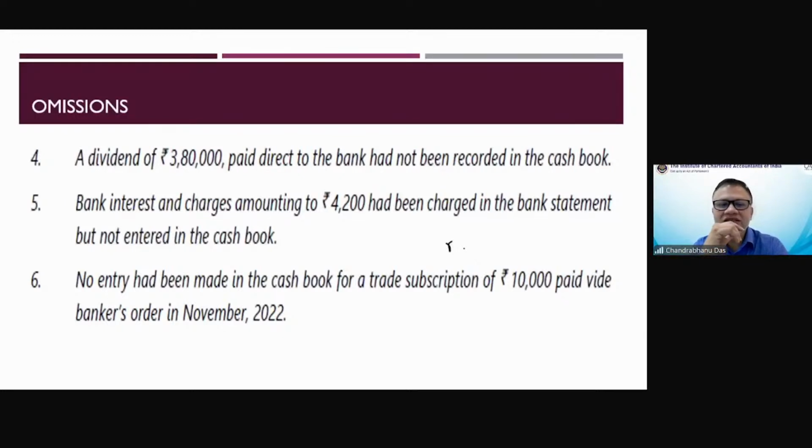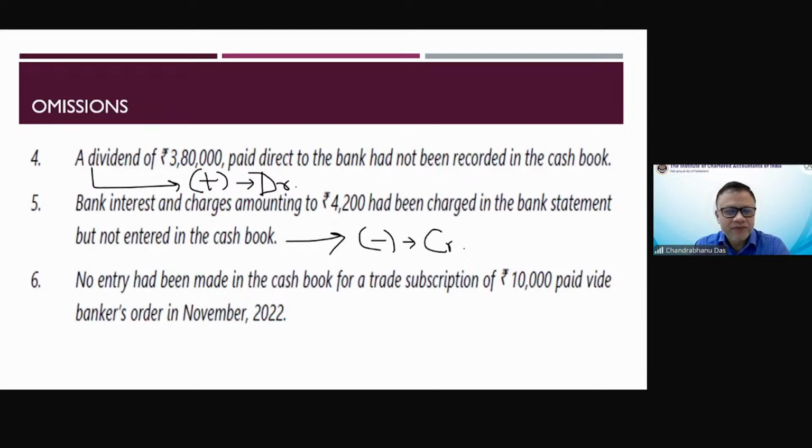So let us see the omissions here. This is a positive omission. It will go to the debit side of the cash book. This is a negative omission. It will go to the credit side of the cash book. What does this mean? Who can say? No entry has been made in the cash book for a trade subscription of 10,000 paid by banker's order in November 2022. What does it mean? Who can say?